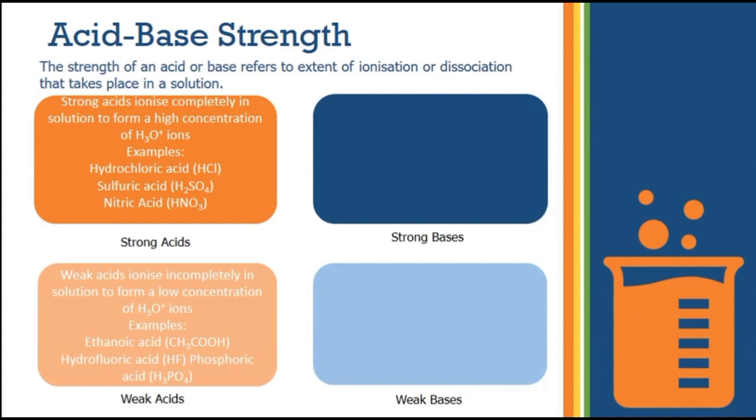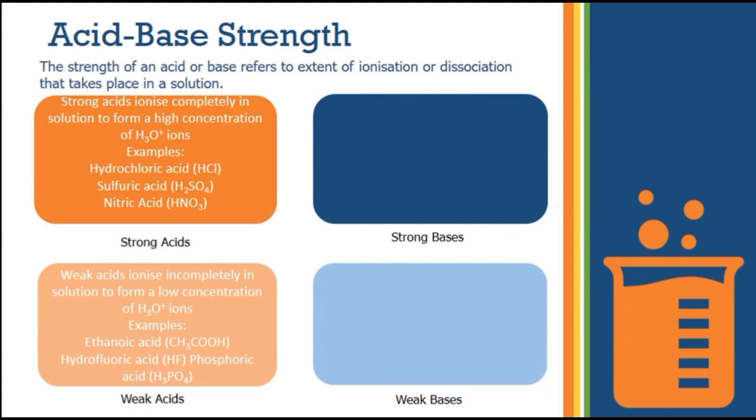What about weak acids? Well, the contrast is true. Weak acids ionize incompletely in solution to form a low concentration of H3O plus ions. Examples, ethanoic acid. There we have the chemical formula, CH3COOH. Of course, ethanoic acid, as we know, is commonly known at home as vinegar, right? It's also called acetic acid. It's the same thing. Acetic acid, ethanoic acid, and vinegar, one and the same thing. They're all three terms for the same compound.